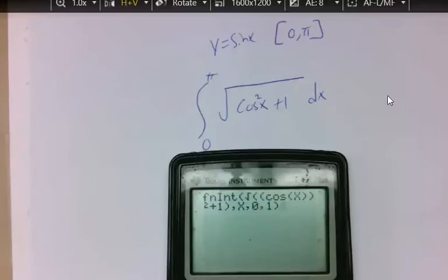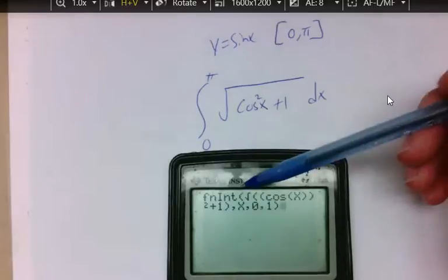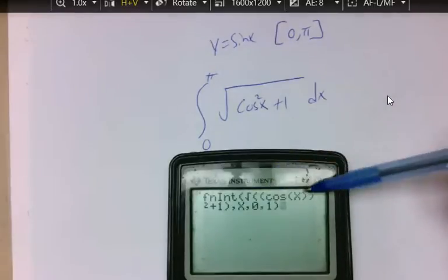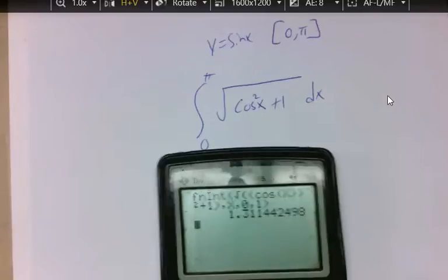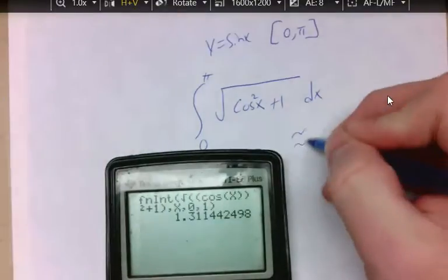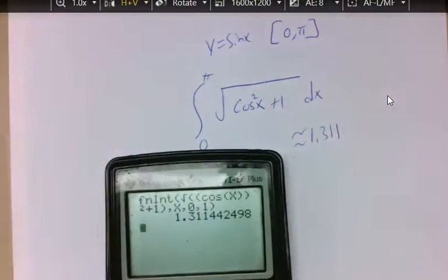Easy way to check is, do I have as many lefts as I do rights? 1 left, 2 left, 3 left, 4 left, 1 right, 2 right, 3 right, 4 right. So at least I have a pretty good shot at this not coming back with some kind of error. And see what we get. I got 1.311. Okay.